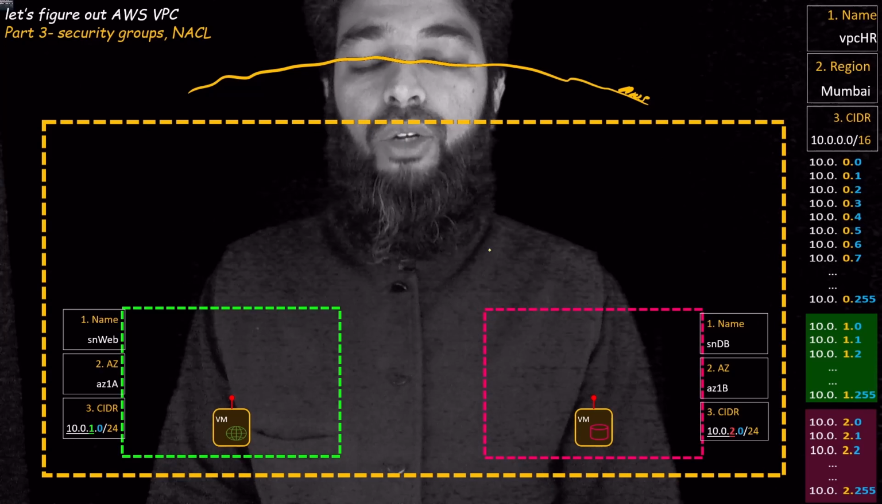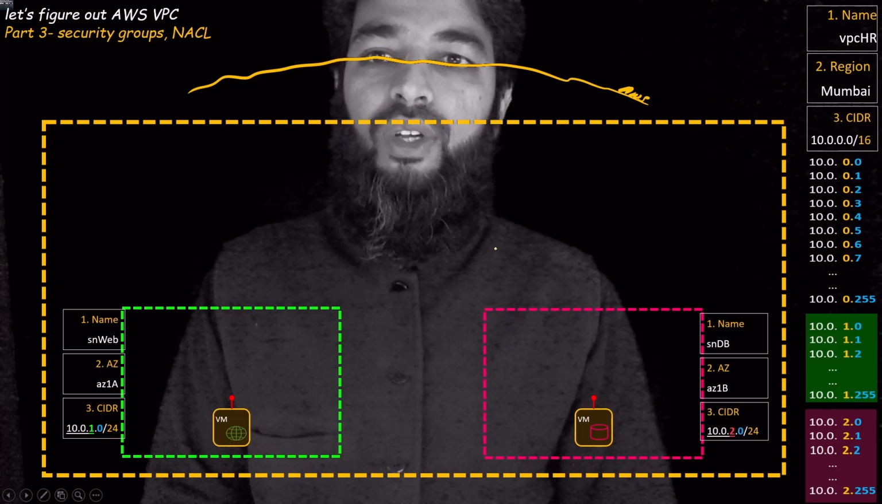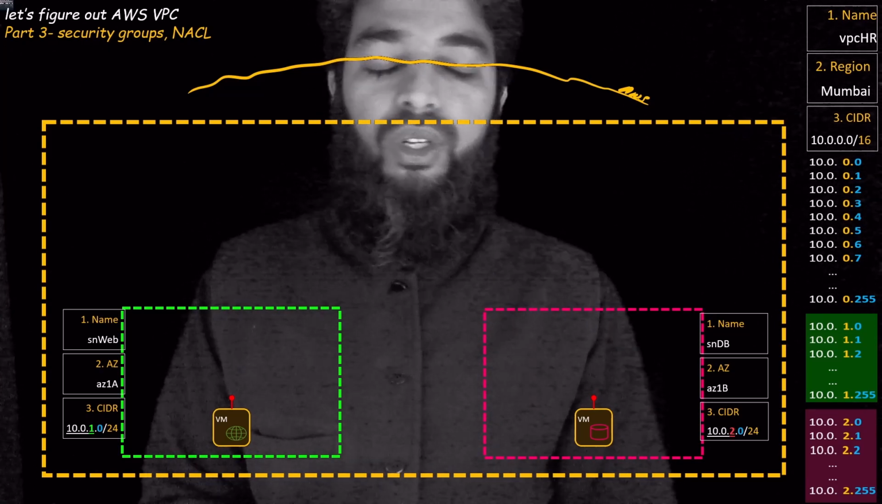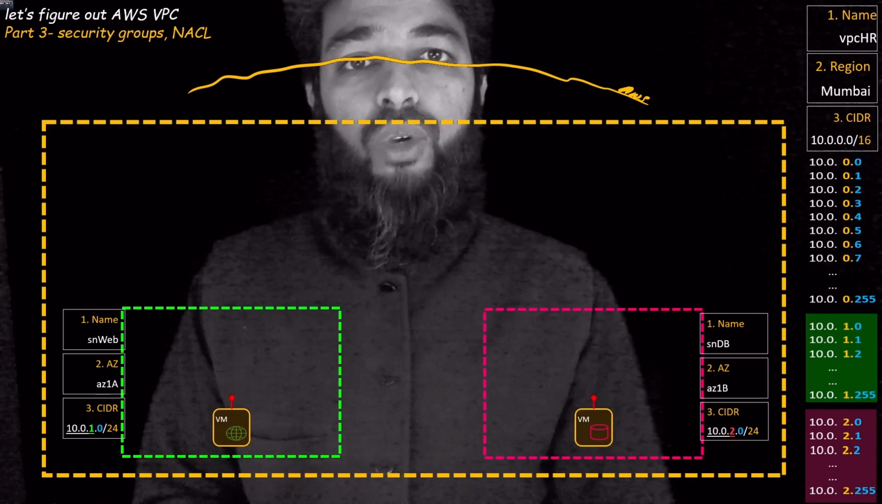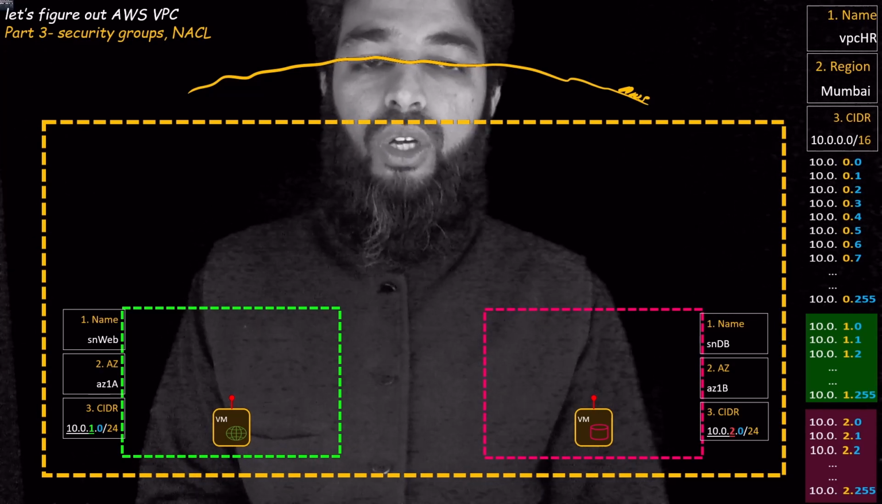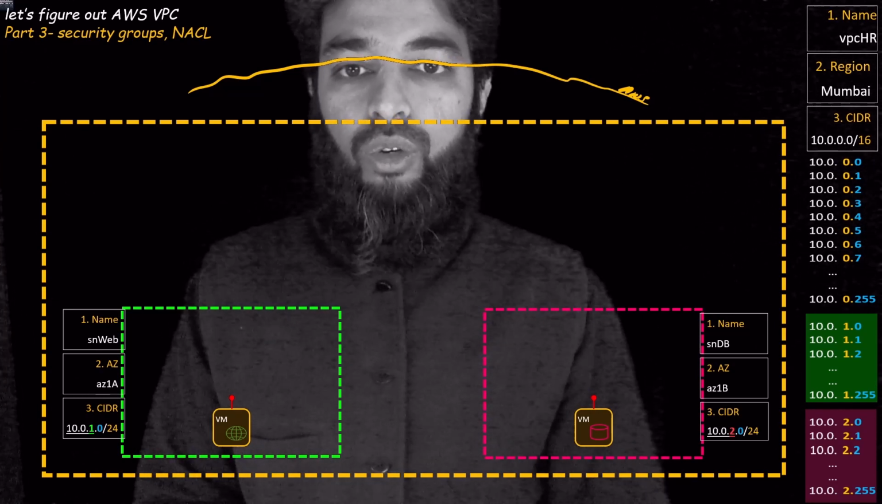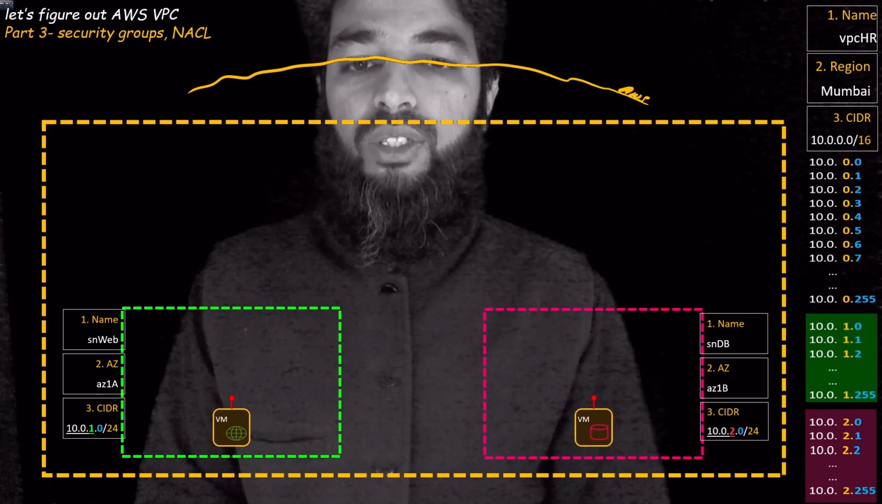Hello and welcome back to the third video of Let's Figure Out AWS VPC. Now in this third part we will be talking about security groups and network ACLs.